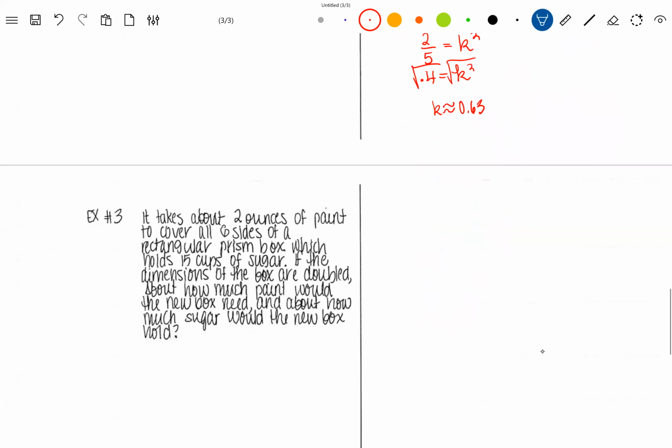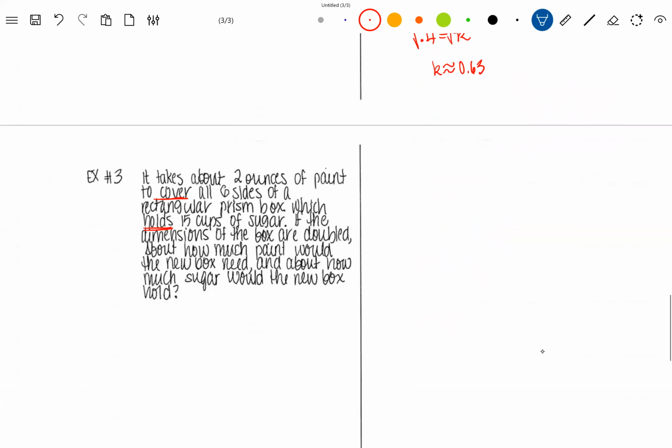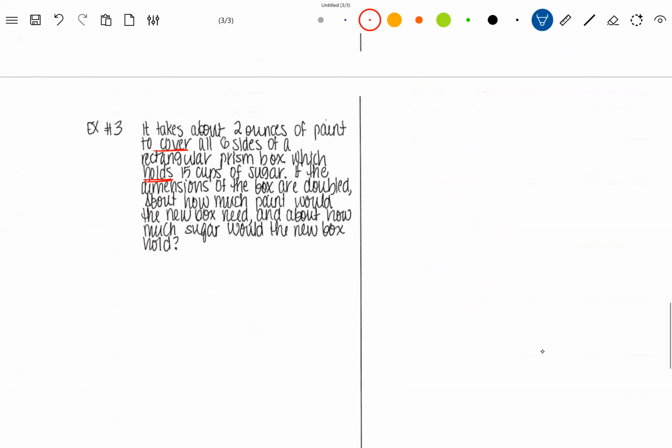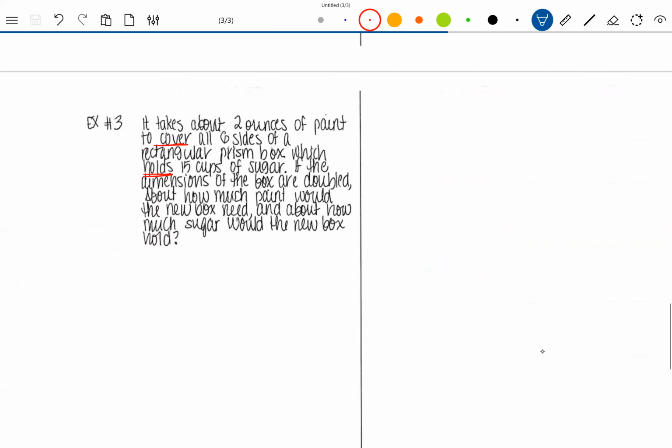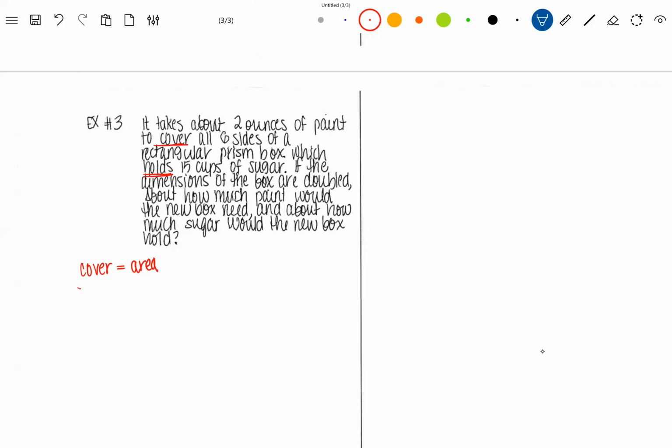Number 3 says it takes about 2 ounces of paint to cover all 6 sides of a rectangular box, which holds 15 cups of sugar. If the dimensions of the box are doubled, about how much paint would the new box need, and about how much sugar would the new box hold? So we got to decide. Cover equals area, and hold equals volume.